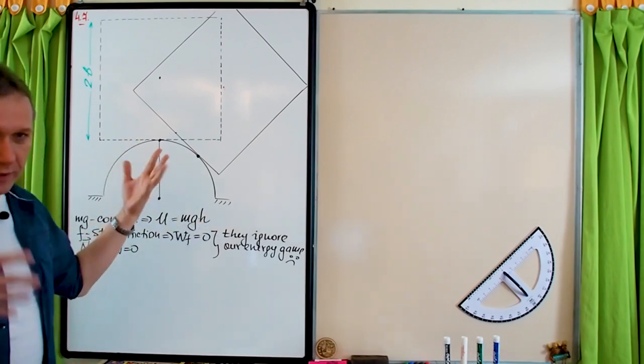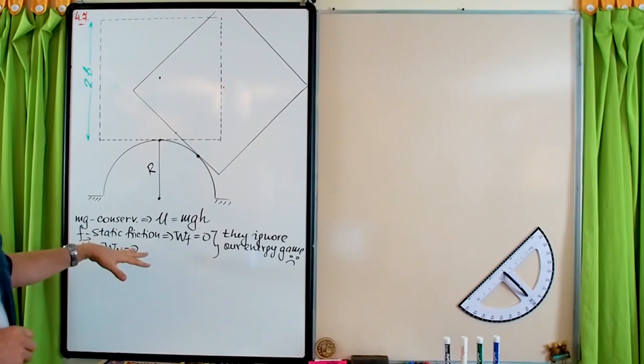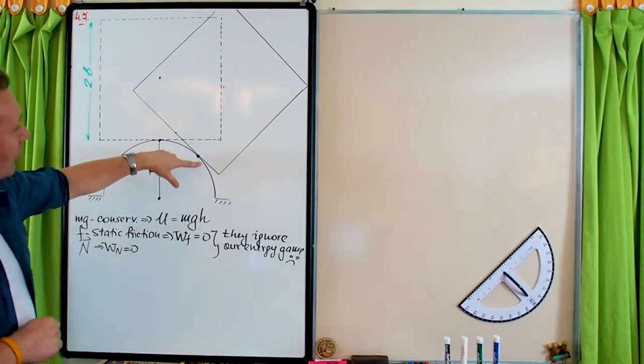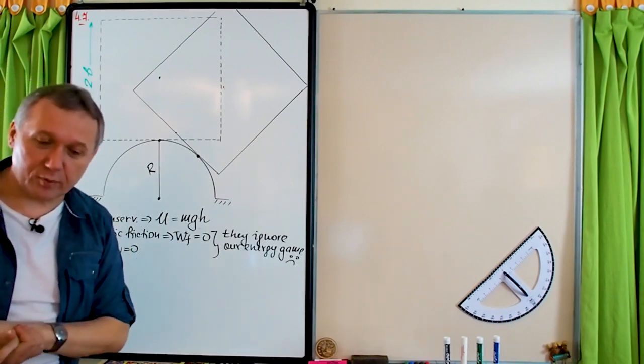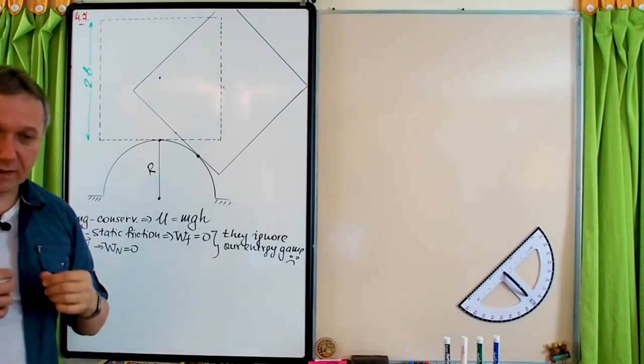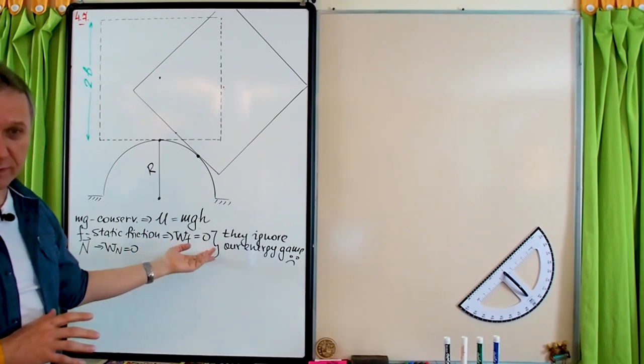H, right? I use H. Which H? We will see. Static friction. And since when it rocks, when it moves on the surface, there is no sliding. The point of contact doesn't slide. As a result, the work done by the friction force is zero.